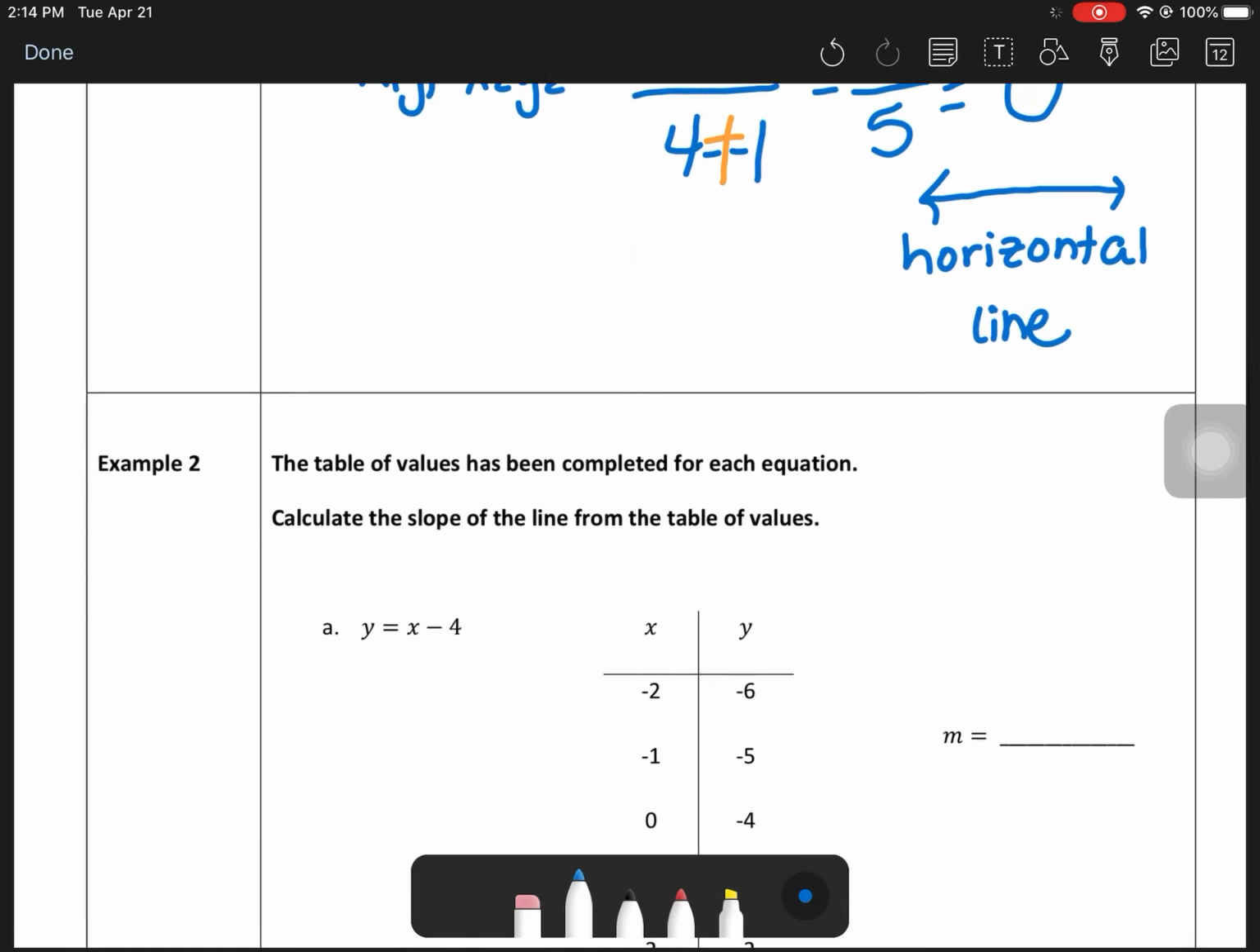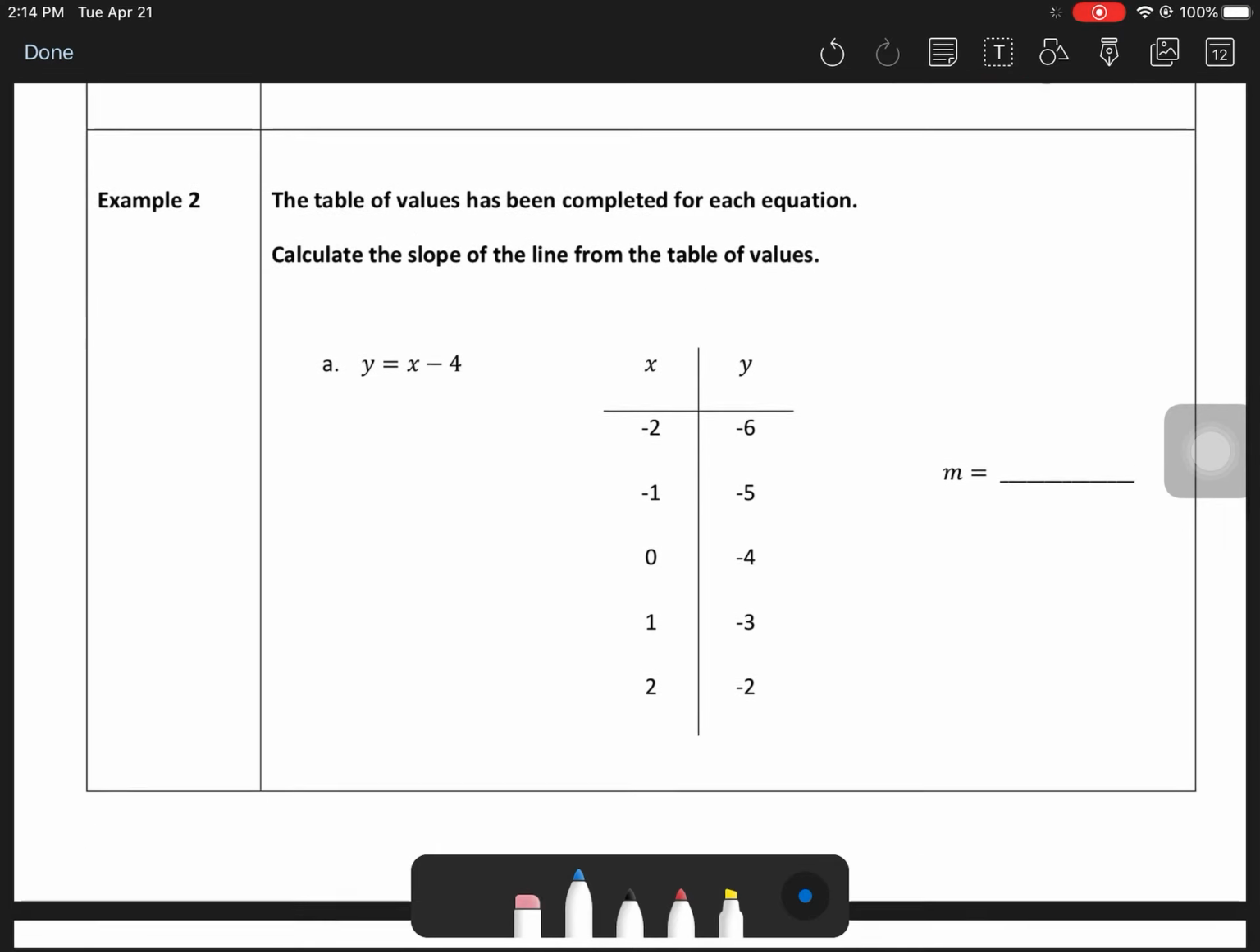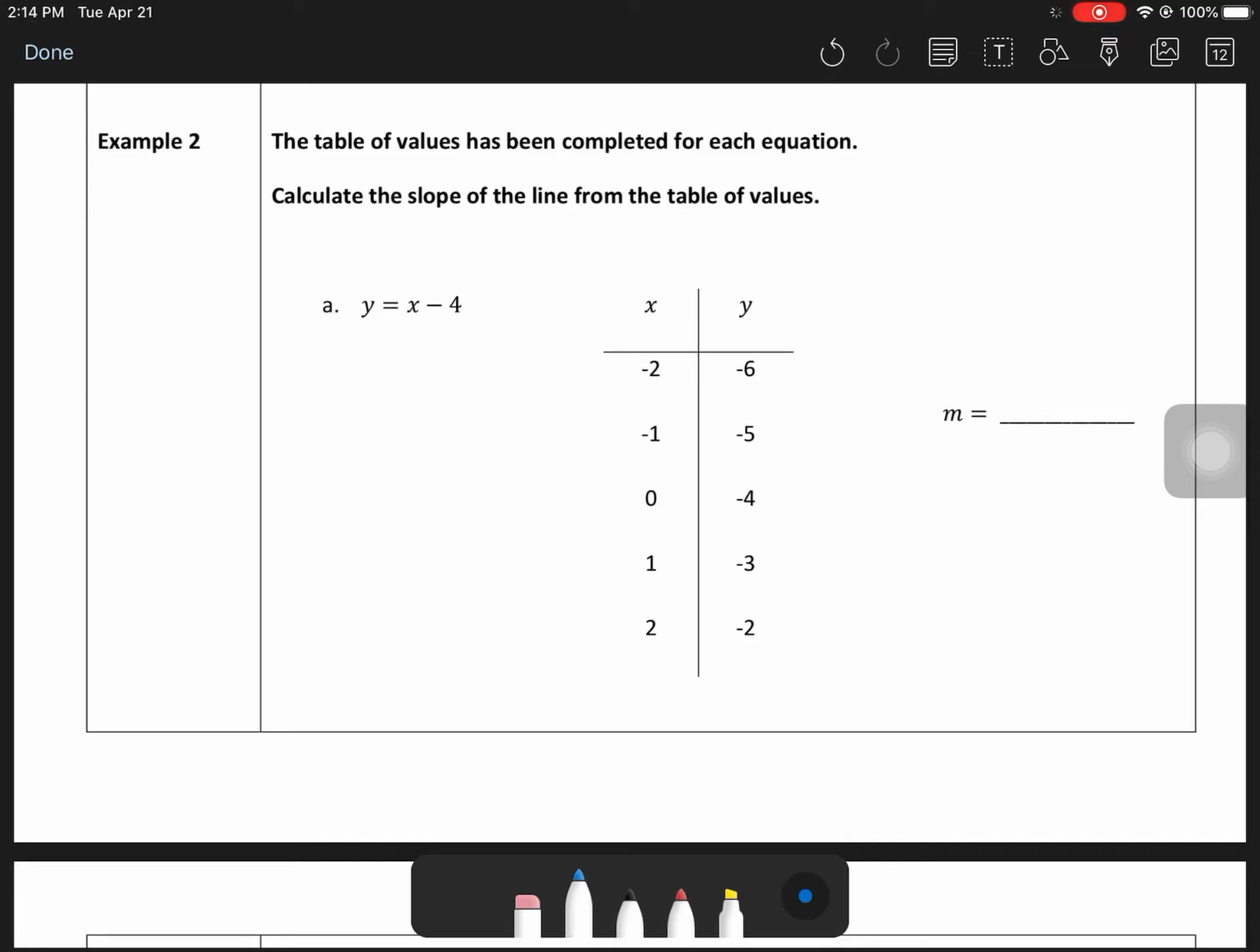All right, so let's take a look. What if we have a table of values? Well, it's exactly the same thing as if we have our points in parentheses. And because we have so many, it doesn't matter which points you pick. You can use any that you want. So I'm going to use these two. So this one is my x1 and my y1, and my x2 and my y2.